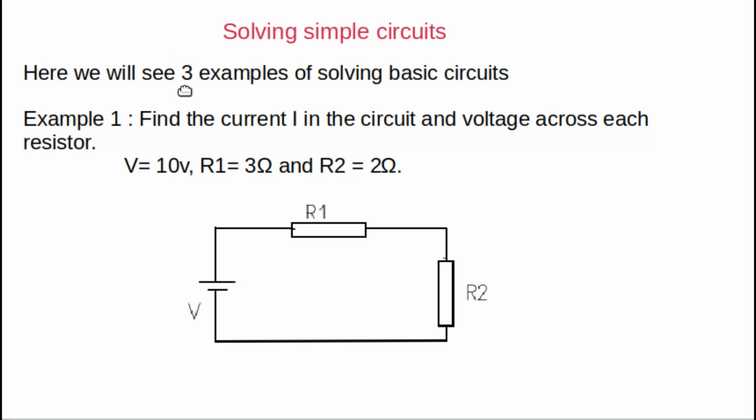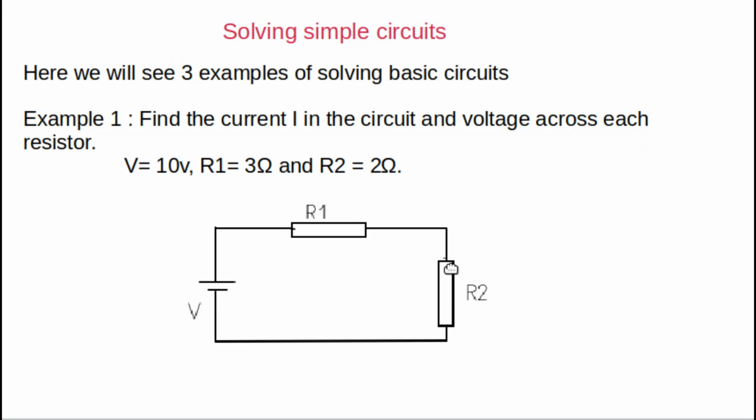The first one is shown here and this circuit consists of a voltage source V and two resistors R1 and R2. What we have to find out here is the current flowing through these two resistors, or the current flowing in the circuit, and the voltage developed across these two resistors R1 and R2.